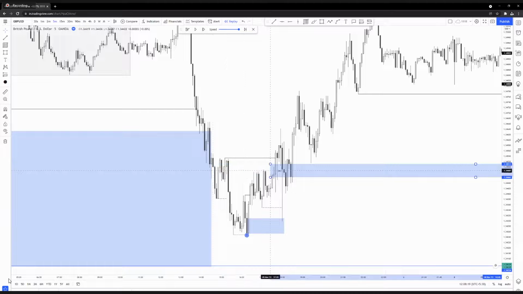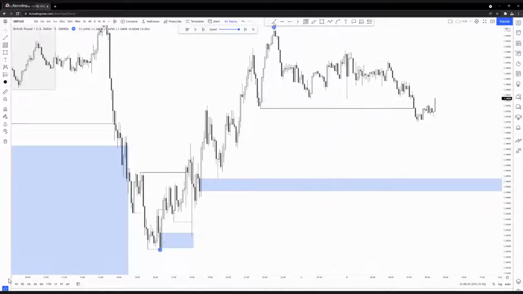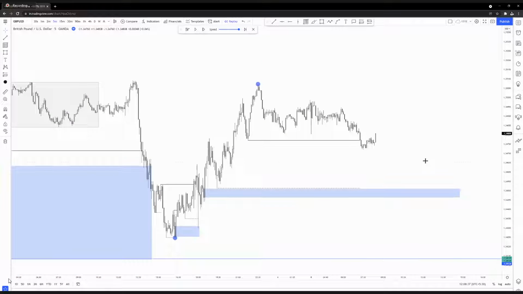Why? That means smart money was up to something in this area, right? They were up to something in this area. And most importantly, we have liquidity being fed into that. See that? Short term low never tapped the body of this order block. See that? Never tapped it. So you can use that.